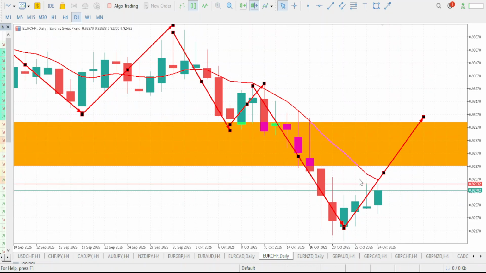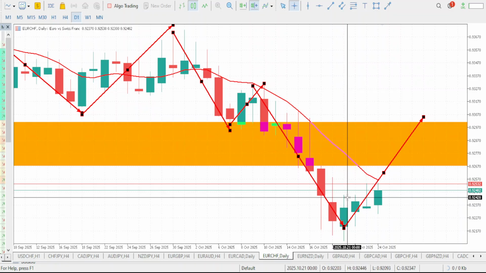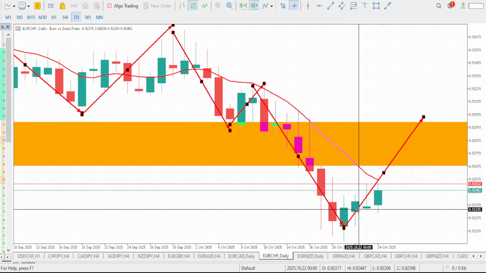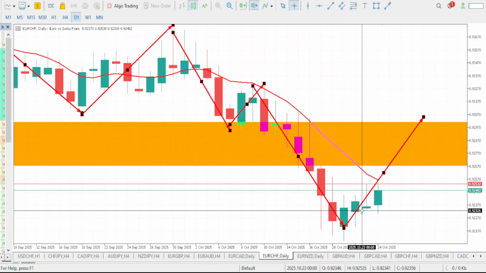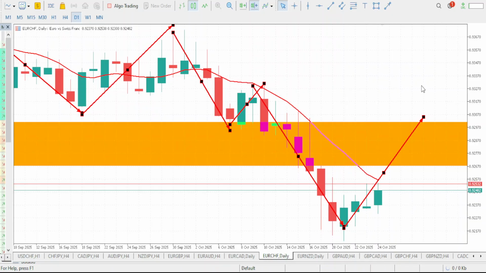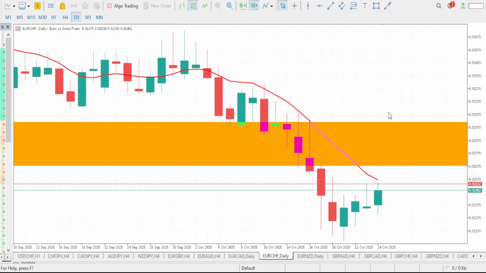So if you take a look at it, for 4 days now we've gotten this bullish candle, which is first day green, second day bullish, third day bullish, fourth day bullish. So we should expect the fifth, sixth, and seventh day to also be bullish. That means we would expect a further movement to the upside on Euro Swiss franc.